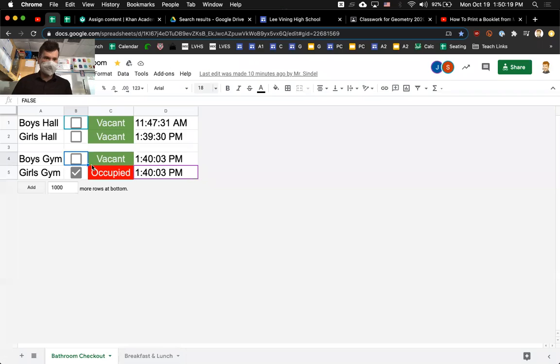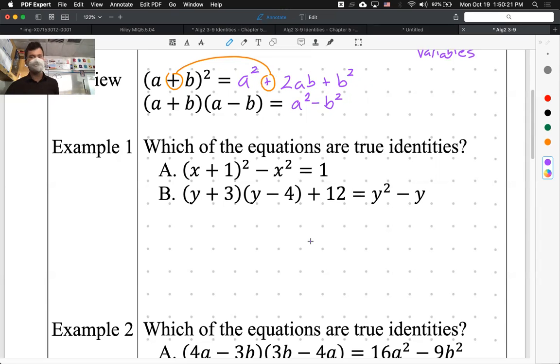Let me check to make sure. All right, that is now there. So I'm looking at A right here, the left-hand side of this equation, which might be an identity. I need to expand this out. I need to expand (x + 1) squared out. Who can do that for us?